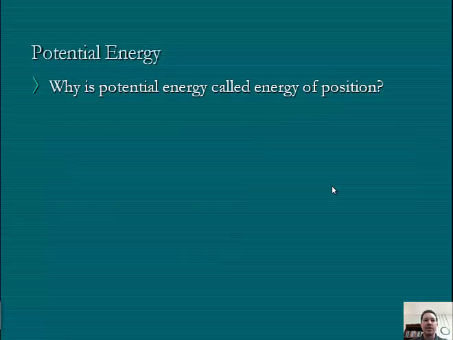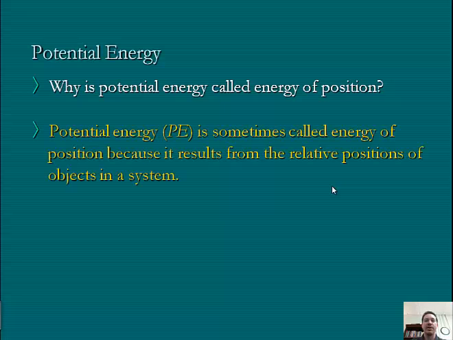So our next thing is potential energy. Why is it called the energy of position? So potential energy, abbreviated capital P, capital E, sometimes called energy of position because it results from relative positions of objects in a system. For example, we'll use gravitational potential energy here shortly in an equation. Basically, it's where an object is at because of its position. So the higher I hold an object, the more potential energy it has with reference to the floor. So if I hold it lower, then it's got less potential energy in reference to the floor when it falls.